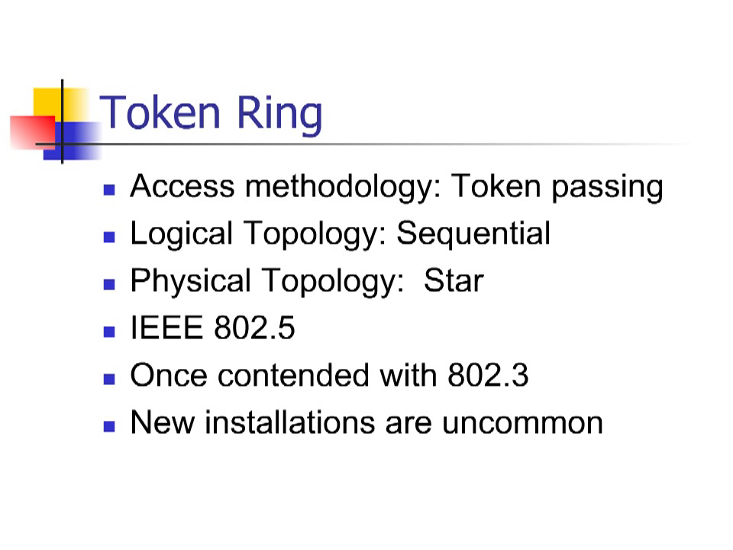The next architecture we look at is token ring, not really utilized too much anymore. Again, we've seen some of this discussed before, so to summarize, the access methodology is token passing, its logical topology is sequence, the message is passed from one machine to the next, to the next, to the next, until it gets to its destination.